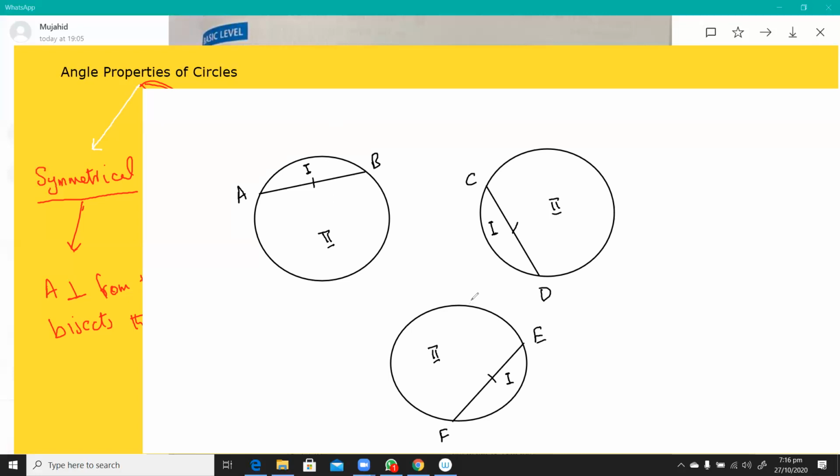It will be the same. They will be the same. Okay. And what would be the areas of the major segments? Hmm? They will also be the same.